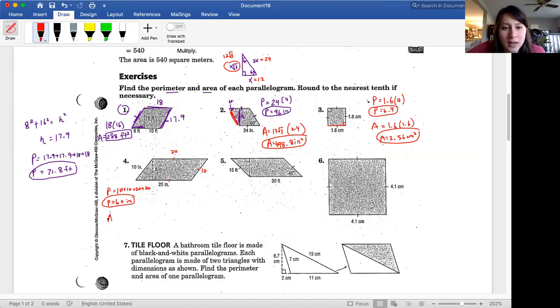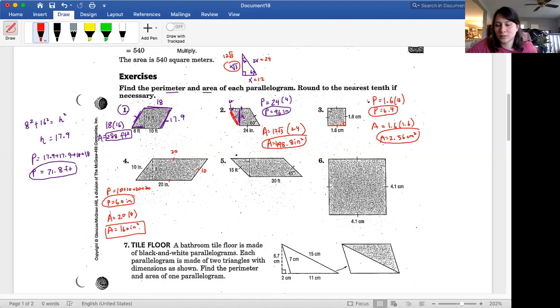Okay. Area, height is 8. Base is 20. 20 times 8, 160, I believe, inches squared. And that's it.